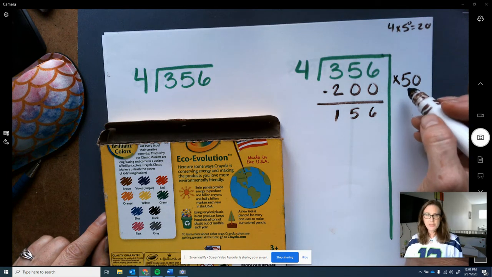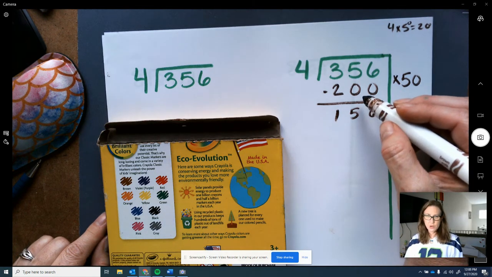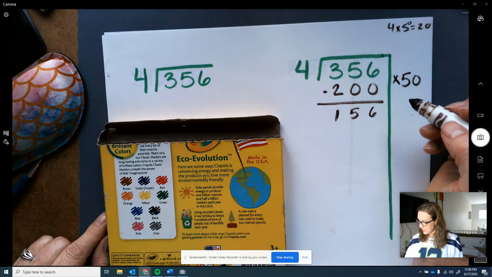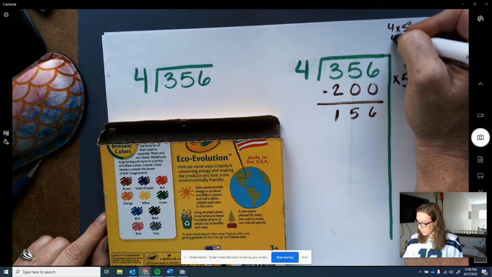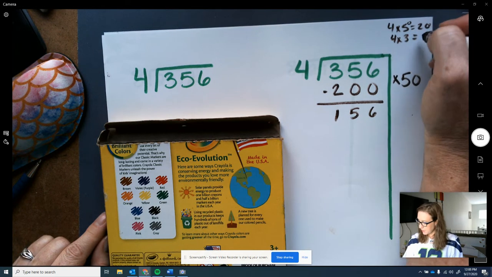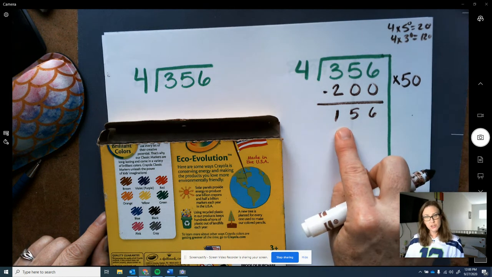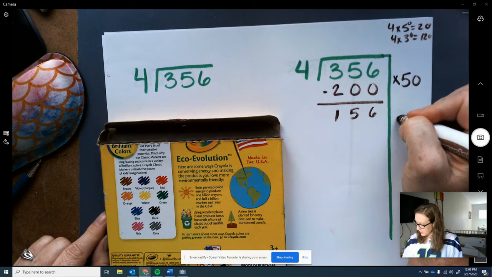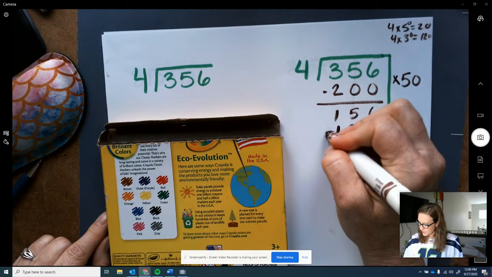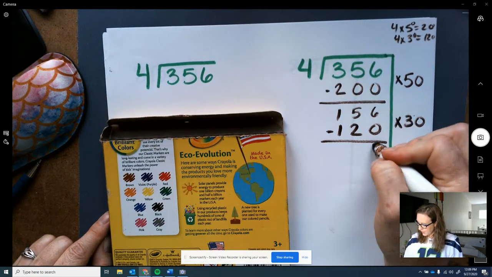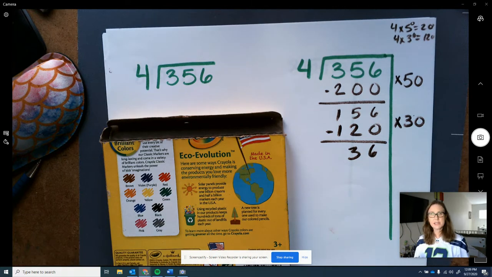I don't have enough to give everybody 50 more because that would take 200. Do I have enough to give everybody 30? If I do 4 times 3, that's 12. 4 times 30 is 120. Do I have at least 120? Yes. So I'm going to give everybody 30. So now I have 120 that are given away, and I have 36 pieces of bubble gum left.